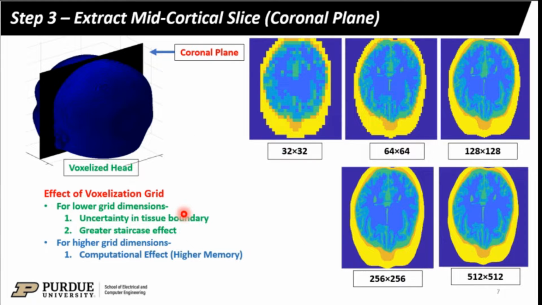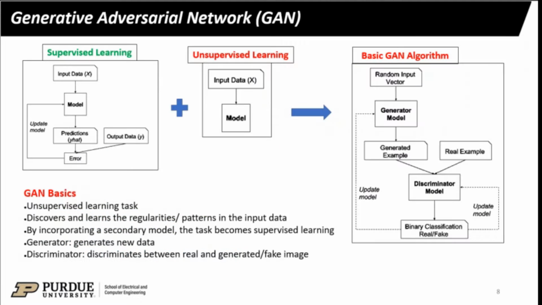So step 3 is extracting a mid-coronal slice. Since the project is 2D synthetic data generation, we will focus on a single slice. For that, we have chosen the mid-coronal slice for each of the subjects. You can also see the effect of voxelized grid size on 2D slices as well. Okay, so we have generated the data. Now we are going to train the generative network with these voxelized data.